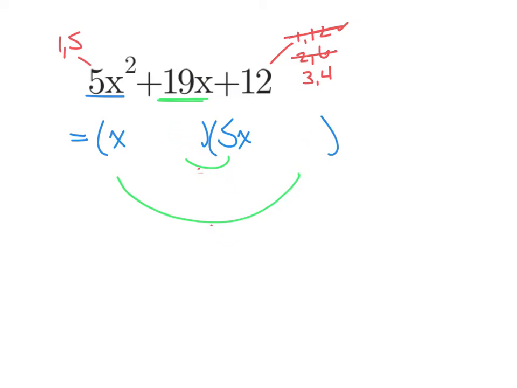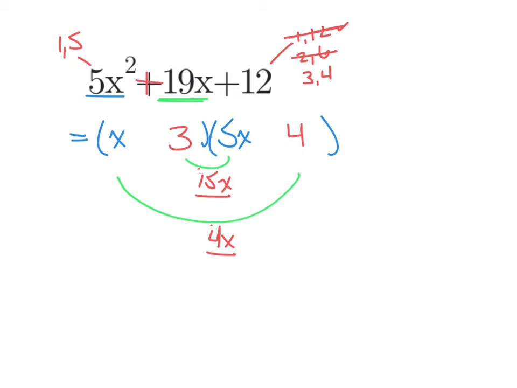So just going to plug them in. 3 and 4. On the outsides, we get 4x. On the insides, 3 times 5, that's 15x. Can we make 19 out of 15 and 4? Yes, we can. So we got the right numbers. Now we just got to put our signs in correctly.